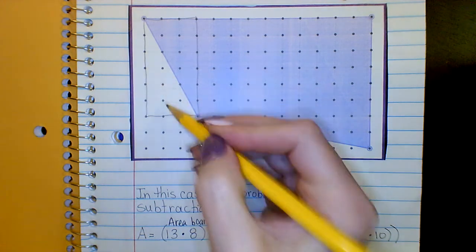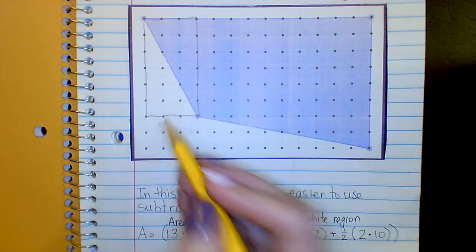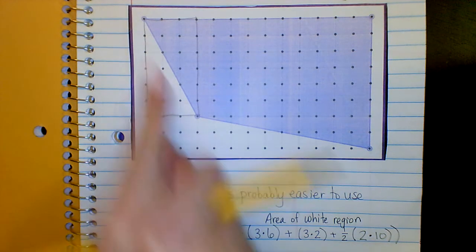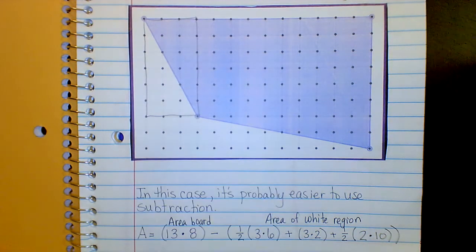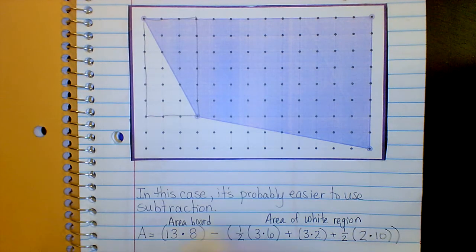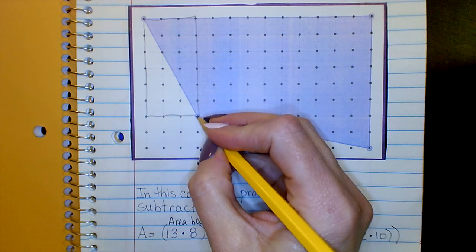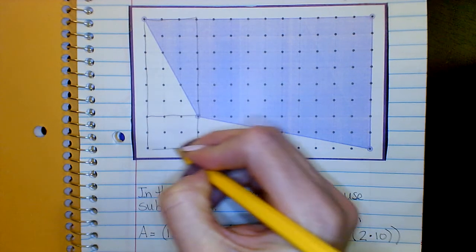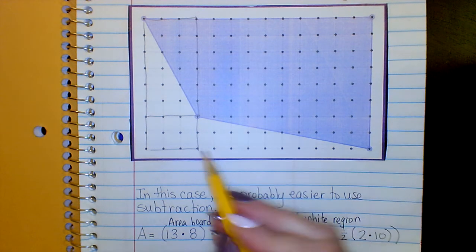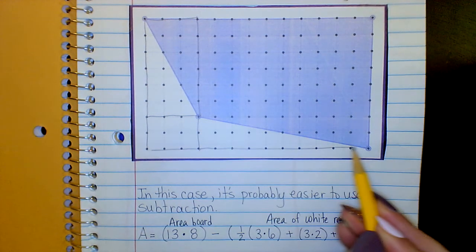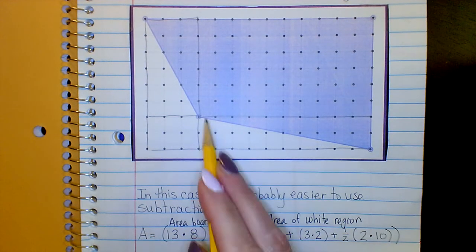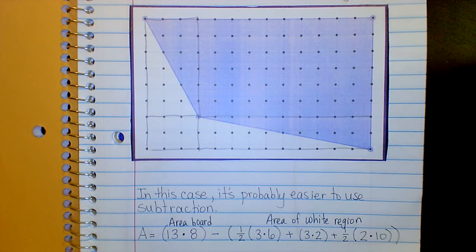That rectangle, this white region right here, is half of a 3 by 6 rectangle. So this white region right here is half of a 3 by 6 rectangle, which is 18 squares, so it's half of that. This region right here is a 3 by 2. And then this region is half of a 2 by 10 area.